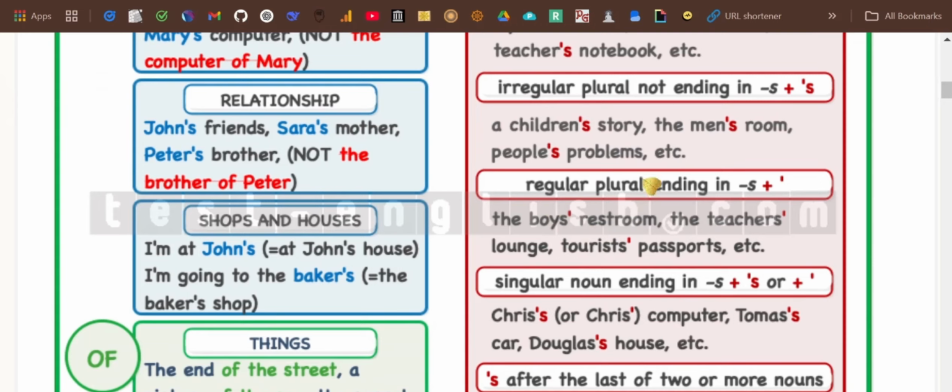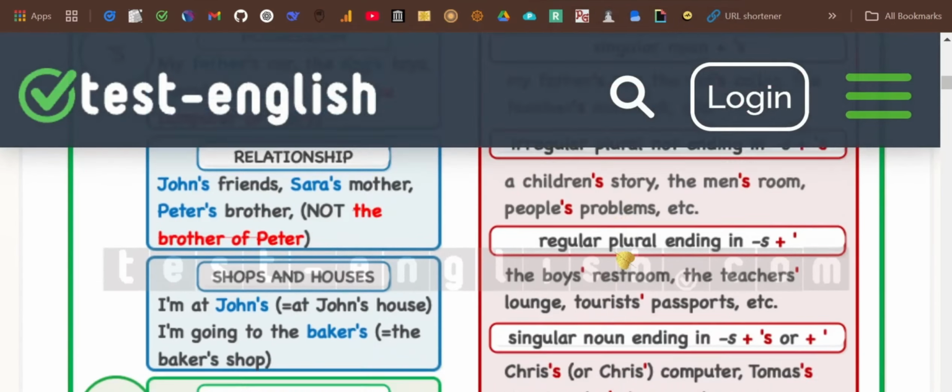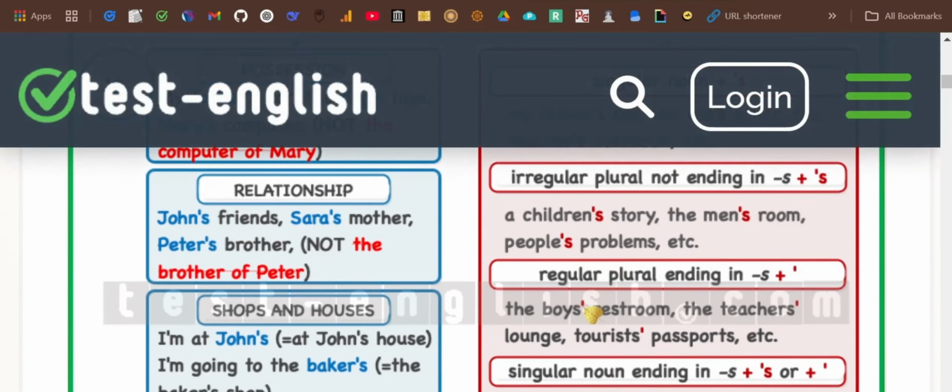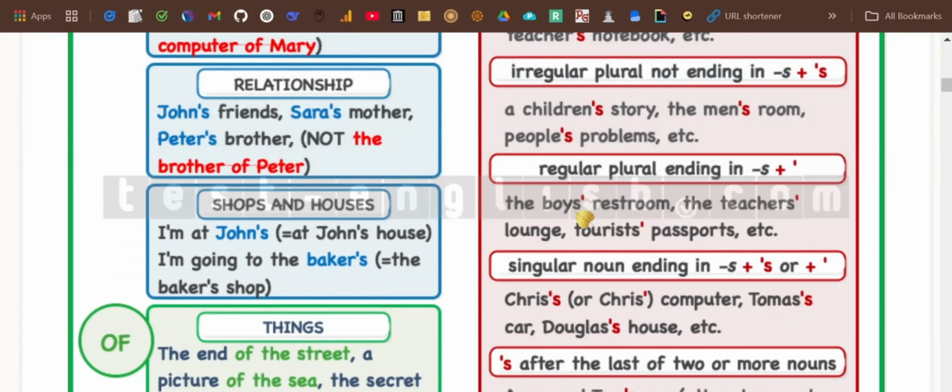Then if you have a normal plural, but with S. Normal plural, right? Boys, for example. This is a plural noun. This S over here is not the possessive. It's the plural, okay? So if you want to show this possessive, you just put the apostrophe. Just apostrophe.